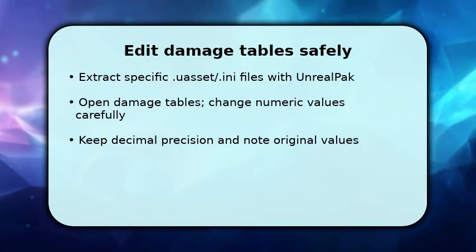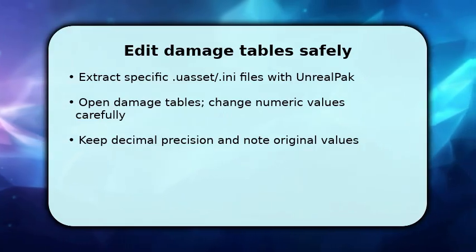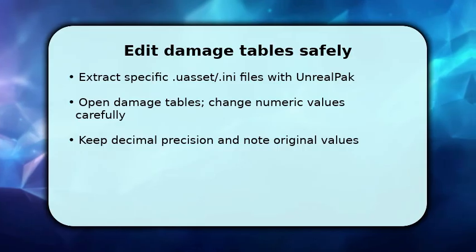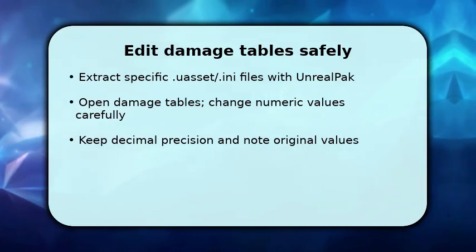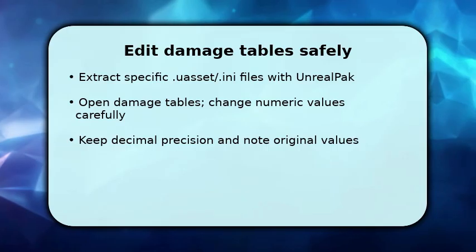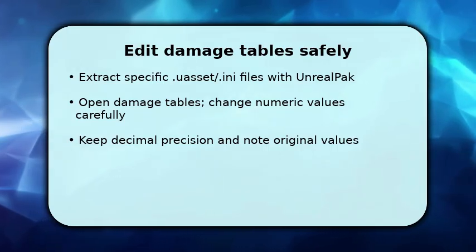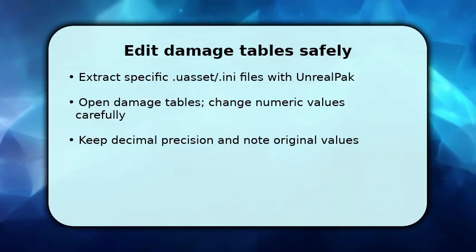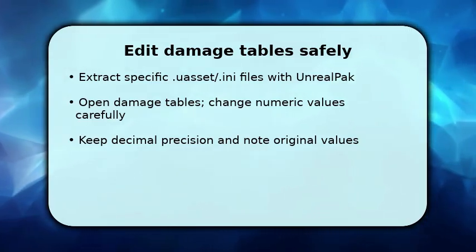Use Unreal Pack to extract the specific UAsset or INI that holds damage tables so you avoid touching unrelated assets. Open the file in your editor and locate fields labeled damage, multiplier, or falloff. Change numbers incrementally to test balance and maintain decimal precision to prevent parsing errors.